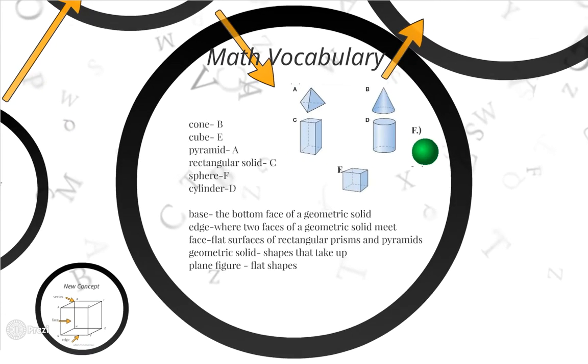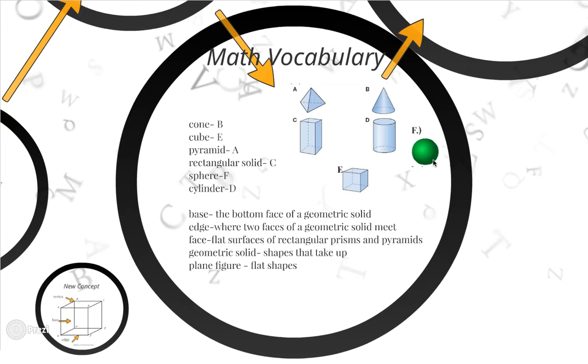Here's our vocab. I only need you really to write these ones down here on the bottom. Bases are base, edge, face, geometric solid, and plane figure. Here I want you to see the different vocabulary for these things. Cone, this is a cone right here. Letter E is a cube. Pyramid, this is what a pyramid looks like. A rectangular solid is basically a rectangle, like a block, basically a rectangular block.